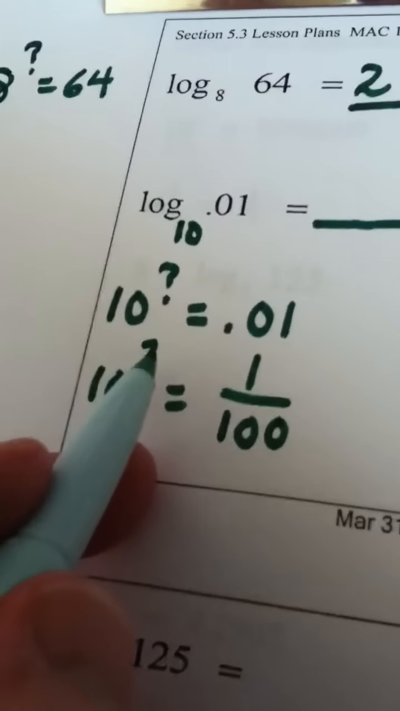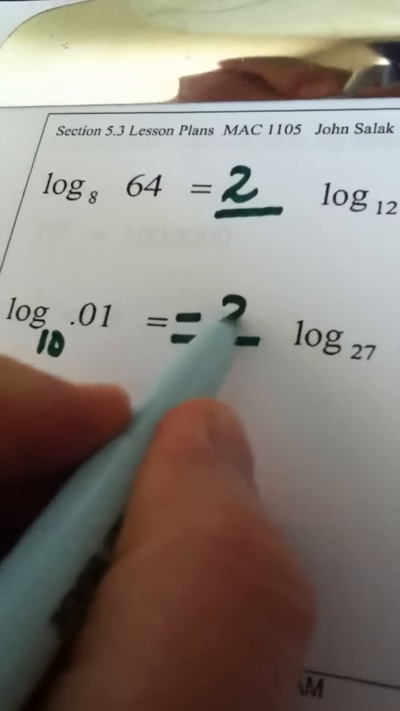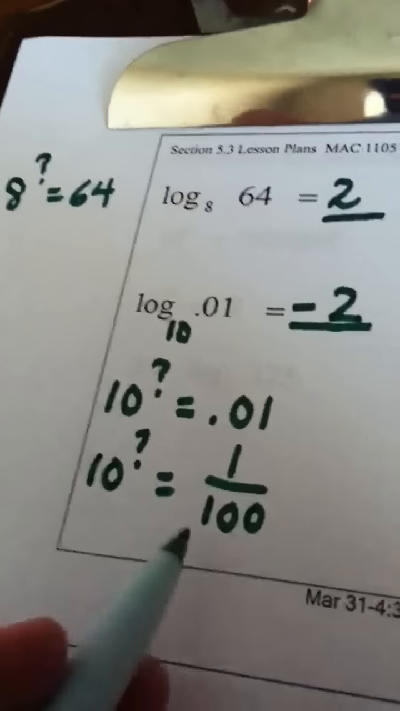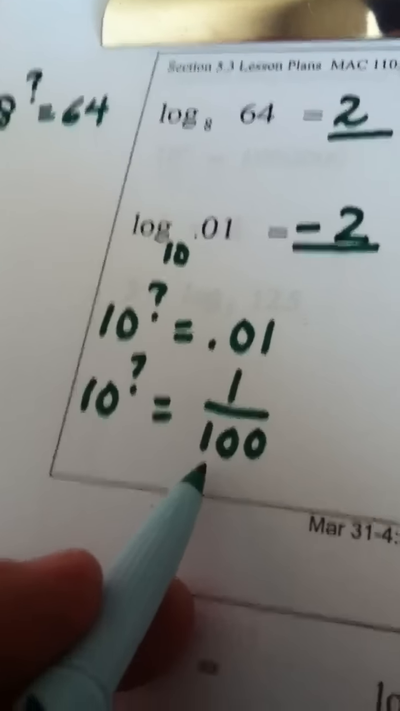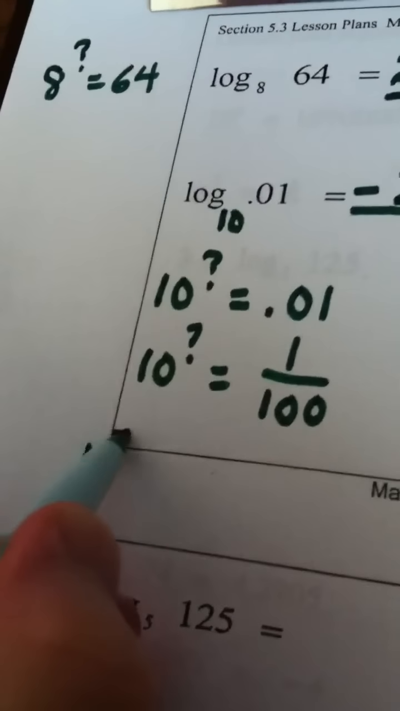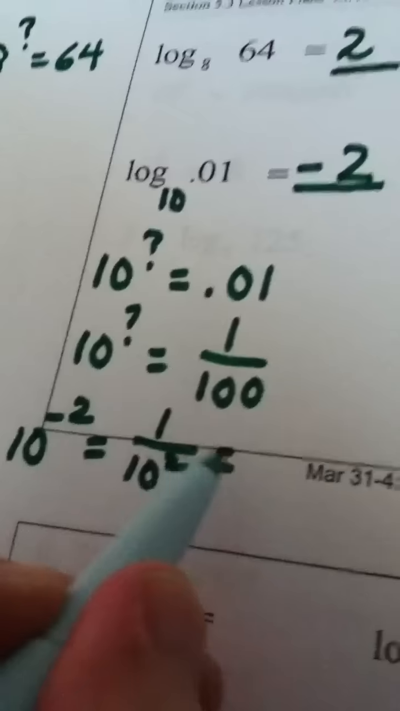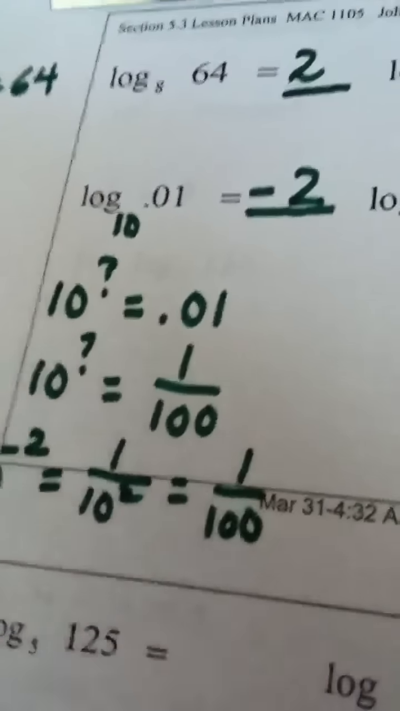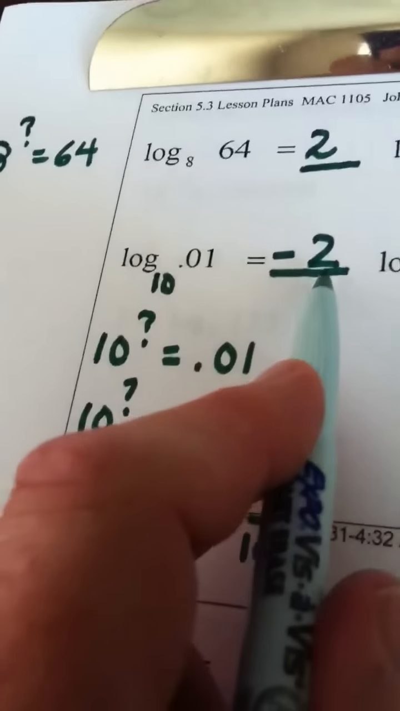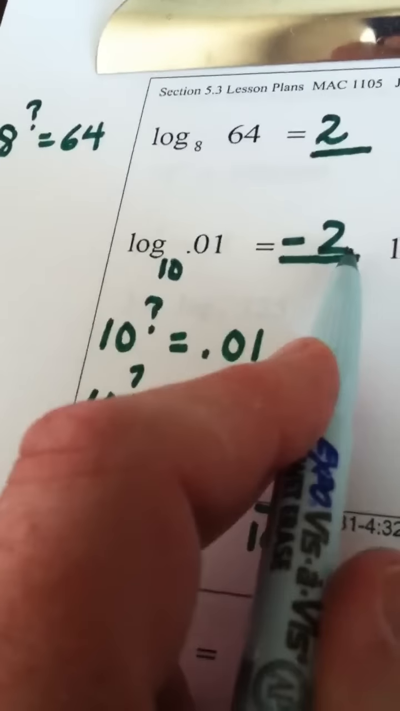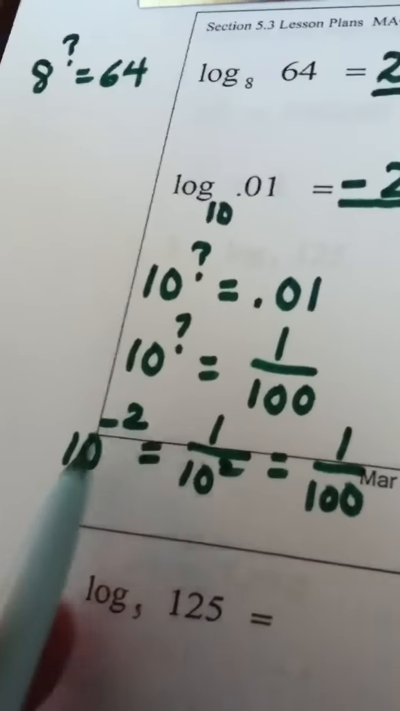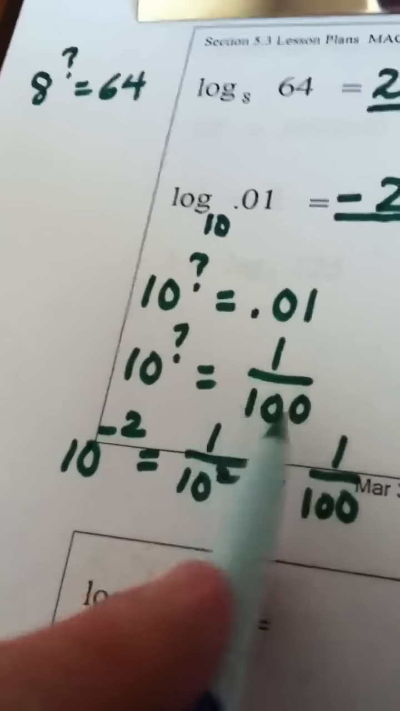Well, 10 to the second power would give you 100. 10 to the negative second power would give you 1 over 100. Okay? That's because 10 to the negative second power equals 1 over 10 squared, which is 1 over 100. Alright, so the answer is negative 2. The answer that comes out of a log function is the exponent of the base that gave me the original input. Negative 2.